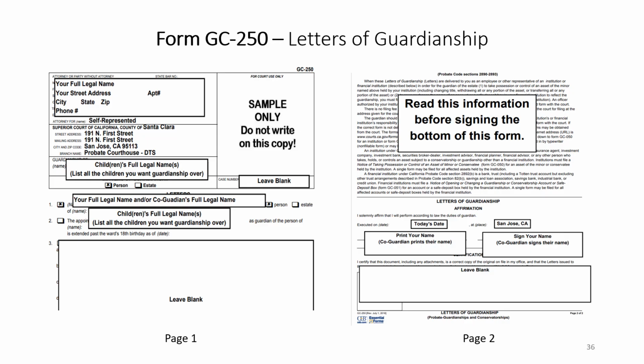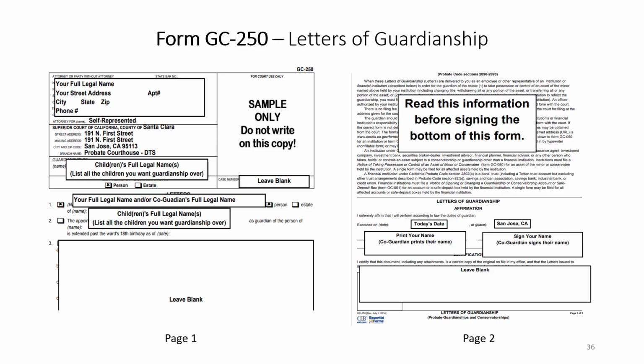The next form in your packet is GC-250. This form is called the Letters of Guardianship and it will be issued by the clerk's office after you are appointed the general guardian. For item 1, write your name and the name of any proposed guardian, and on the line underneath write the name of the child or children you are asking to be appointed guardian of.